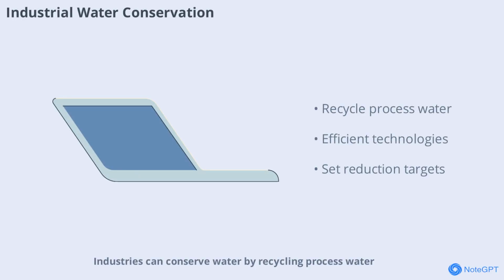Industries can conserve water by recycling processed water, using water-efficient technologies, and treating wastewater before discharge. Adopting best practices not only saves water but also reduces costs and environmental impact. Many industries are now setting targets for water use reduction as part of their sustainability goals.